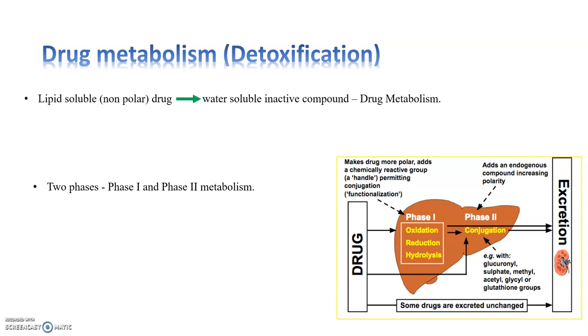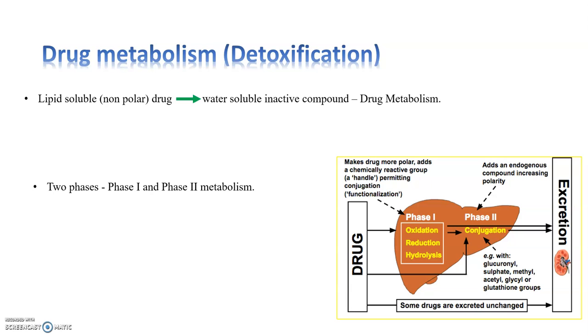In drug metabolism we have two phases, phase 1 and phase 2. In the first stage, this lipid-natured non-polar drug is converted to a polar component, and that too a polar component having a particular reactive group. So try to understand: this non-polar lipid-natured drug is converted to polar form, having an active functional group. That is done in phase 1.